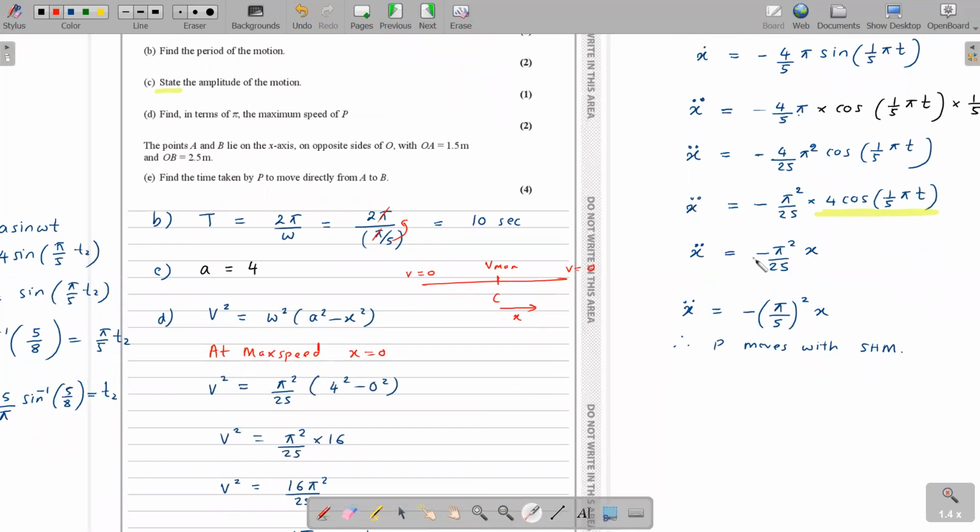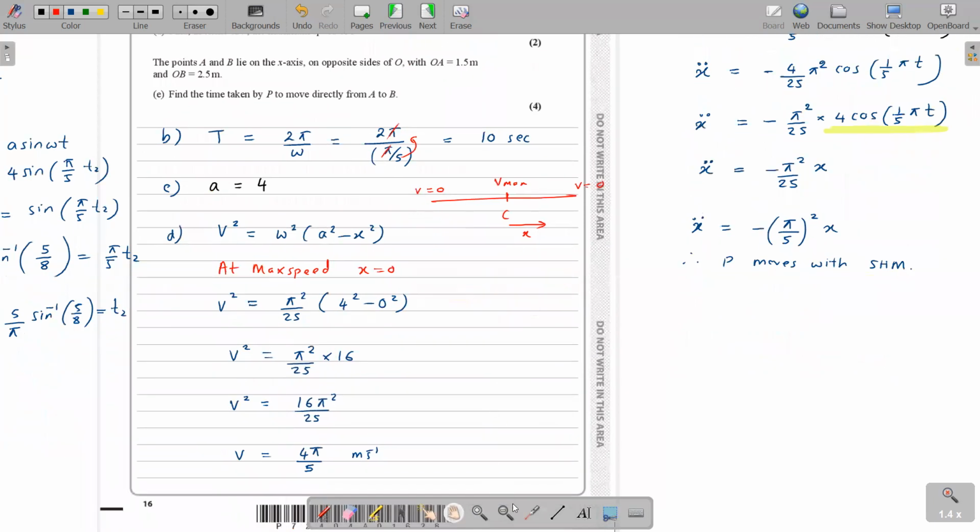Omega squared is pi squared over 25. Amplitude is 4, so that's 4 squared because it's a square. Then you simplify, right, guys? You simplify and finally take the square root, and that gives you the v value.